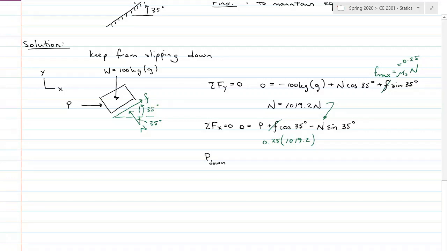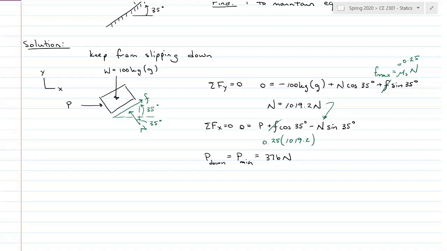And I find that my P down, or my minimum required force, right, to keep it from slipping down, the minimum effort that I need to keep it from moving down, is equal to 376 newtons in 3 significant digits. Okay, so that keeps it from slipping down. That's the minimum amount of effort if I'm helping my friend move a really heavy box up the ramp into the truck, right? If I just keep it from slipping down, minimum amount of effort.